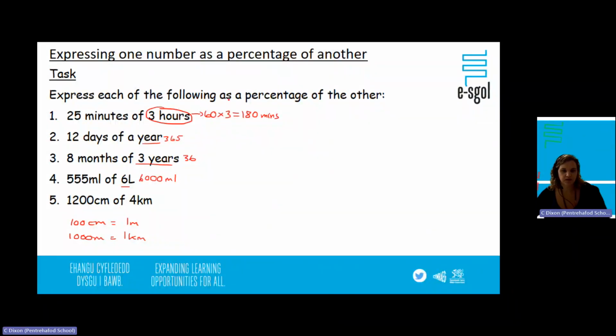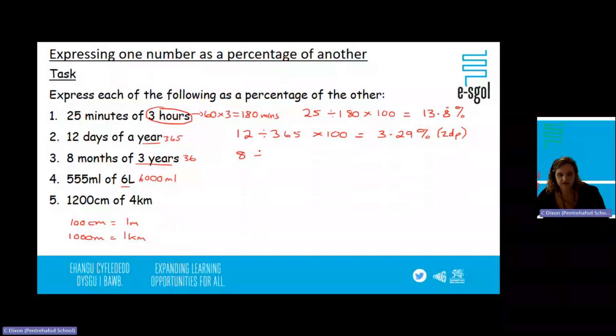Okay, so the answers now then. What you should have had for number 1 is 25 divided by 180 multiplied by 100, giving you 13.8 recurring %. Number 2, 12 divided by 365, multiply by 100, and I'm going to round this one to 2 decimal places, 3.29%, and I'm going to tell the examiner that I've rounded as well. I'm putting that by the side, 2dp. Number 3, you should have been doing 8 divided by 36, multiply by 100, giving you 22.2 recurring percent.